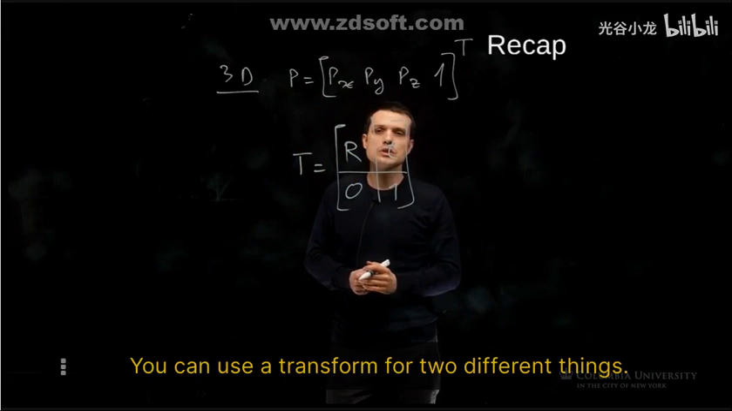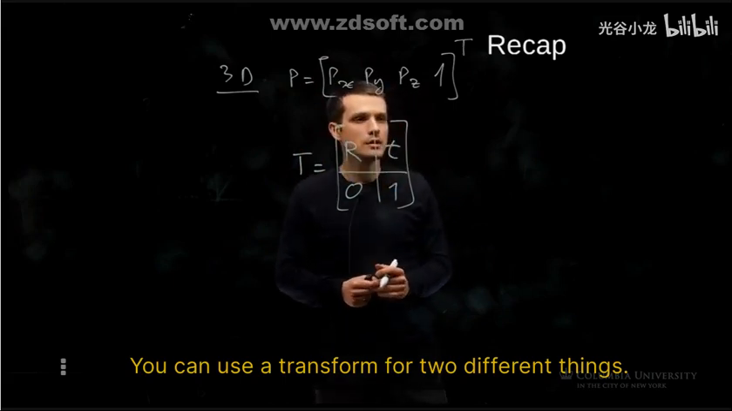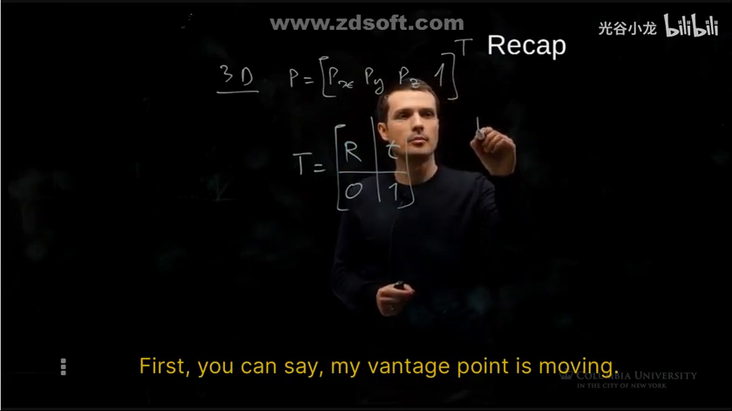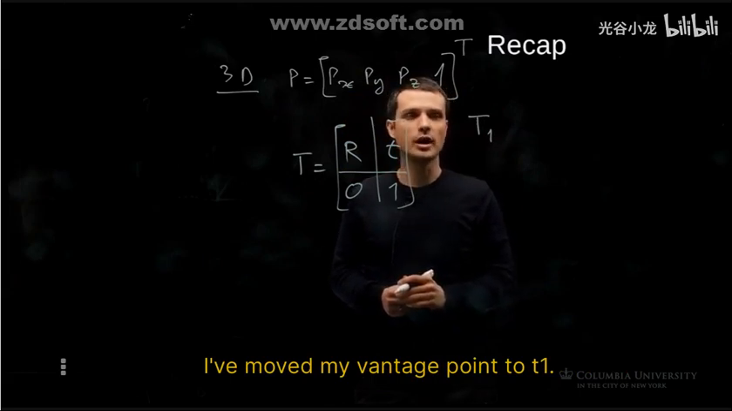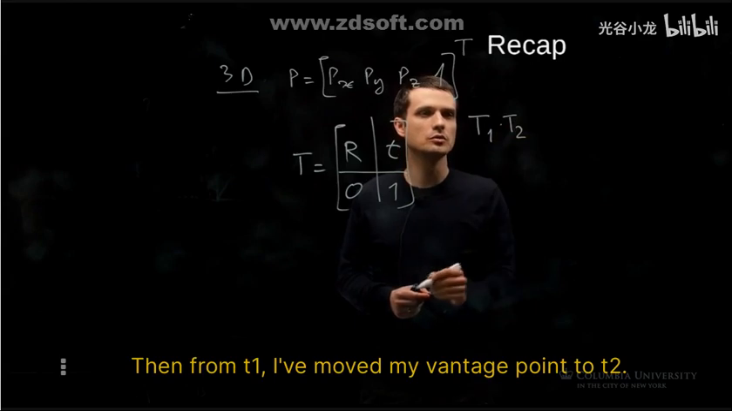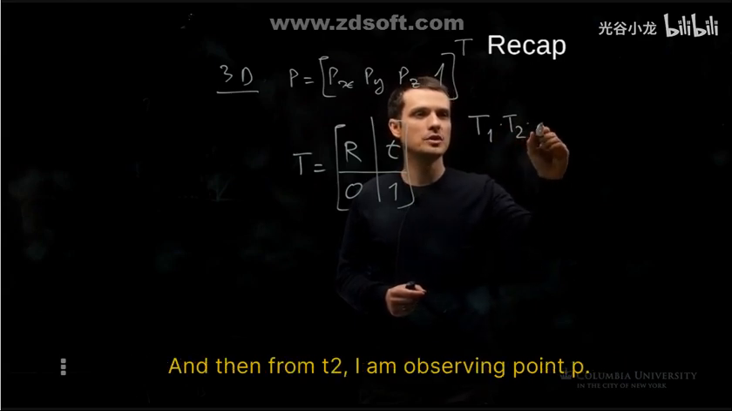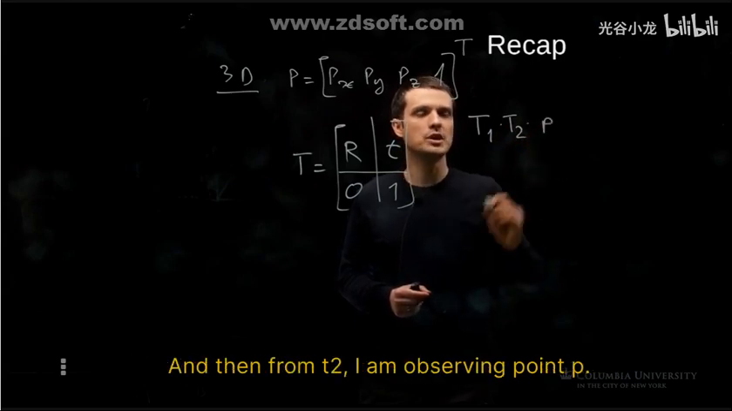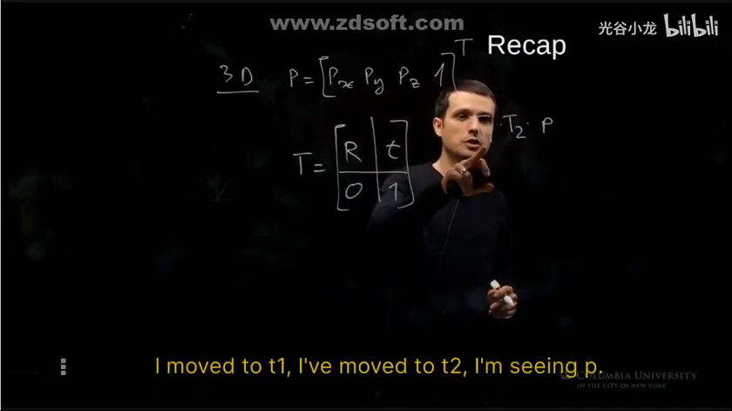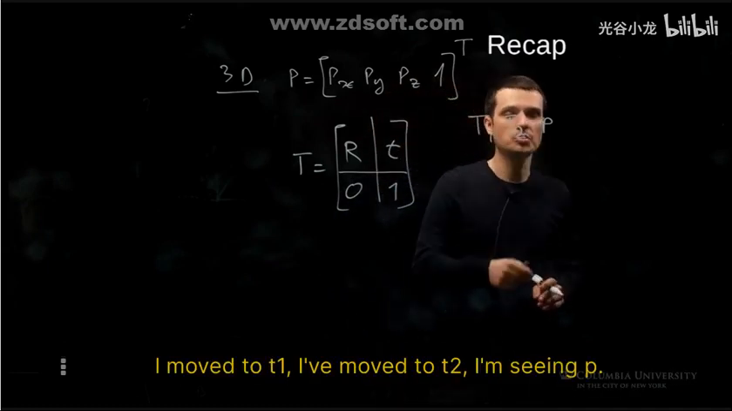You can use a transform for two different things. First, you can say, my vantage point is moving. I've moved my vantage point to T1. Then from T1, I've moved my vantage point to T2. And then from T2, I am observing point P. Right? I've moved to T1, I've moved to T2, I'm seeing P.